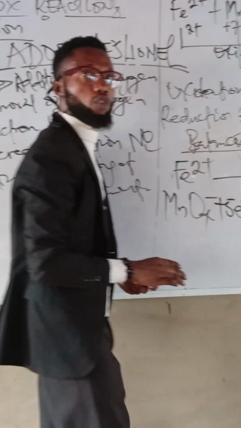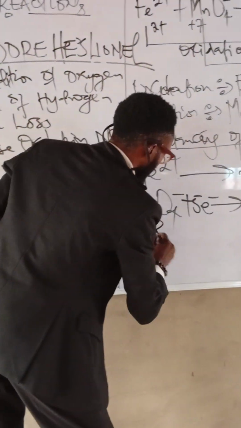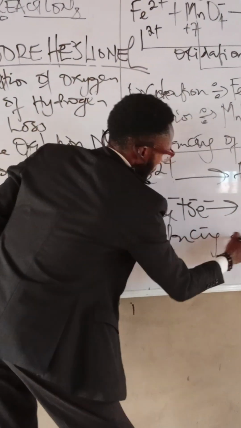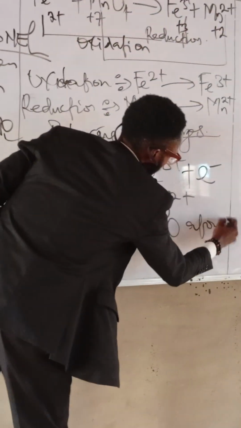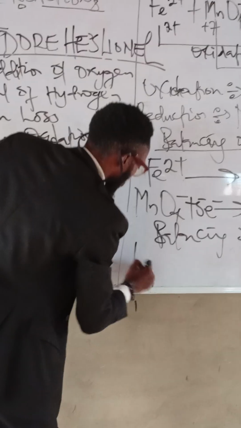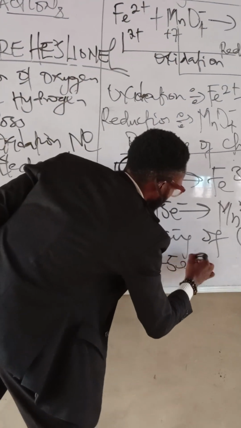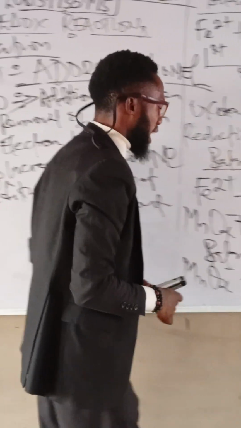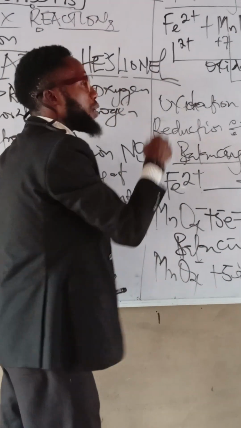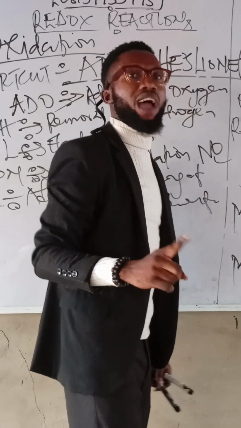So what's the next thing we are going to do like that? We now want to balance oxygen atom. So you are balancing oxygen atom. We only have oxygen here. So we have MnO4 minus plus 5e minus. And I told us that if you are balancing oxygen in acidic medium, one oxygen atom is balanced with one water molecule. What's the formula for water?